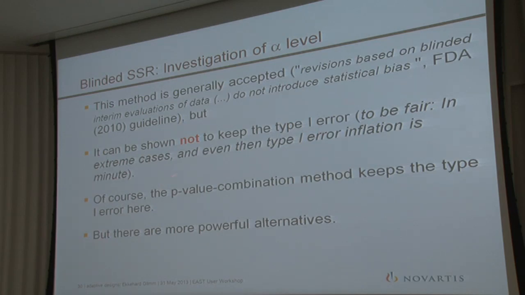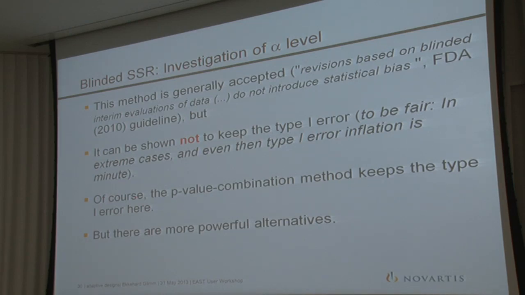It's true, but not quite. It has not only not been shown formally that it keeps the type 1 error, you can show that it does not keep the type 1 error. But to be fair, only in very, very extreme cases. In cases where you do something like take 2 observations and take 1 other. Things like that, you know.